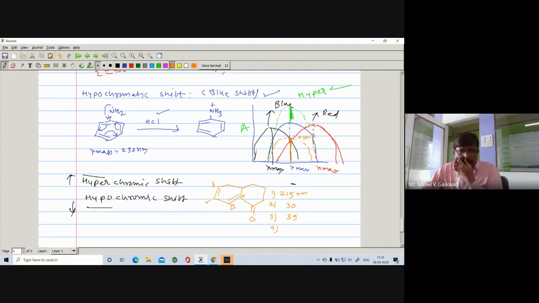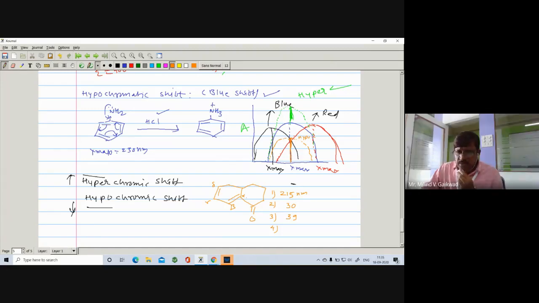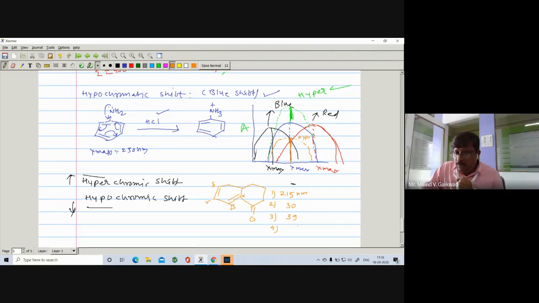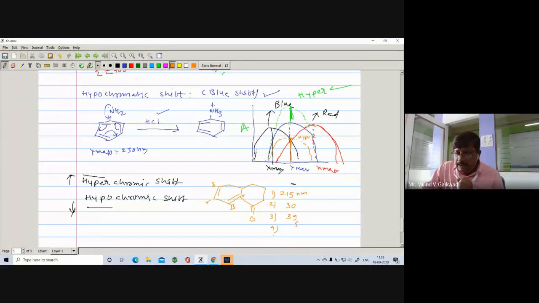And next one, alpha substituent. Look here. Also you have to see the exocyclic carbon-carbon double bond. Look here. The bond between the C alpha and C beta is exo to this ring. Right? Means you have to add 5 nanometer, right? You have to add 5 nanometer.